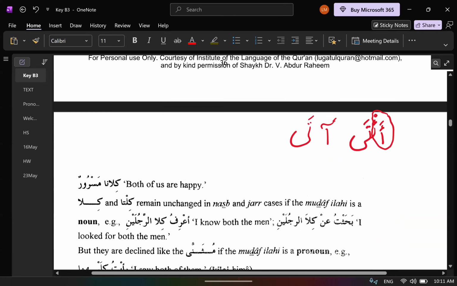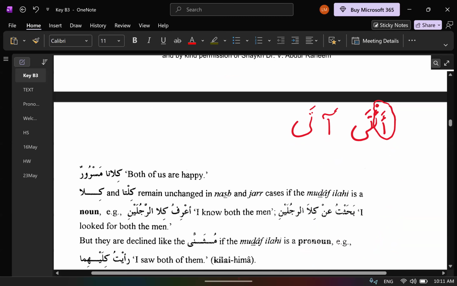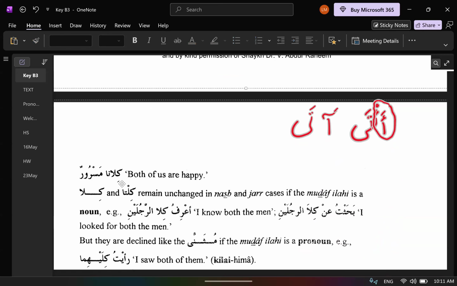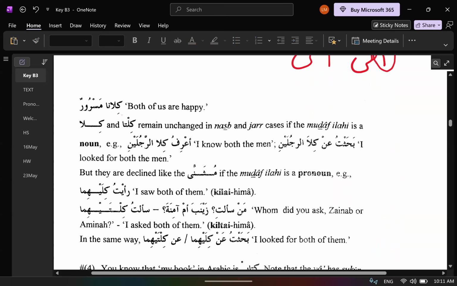So let's take a look. Kilana masrurun. Both of us are happy, not masrurani. So it's a small point. Don't worry too much about it. When are these forms coming up? These are creating confusion. The forms are coming up, I think 5 more lessons or 3 more lessons, something like that. Yes, inshallah, very soon.